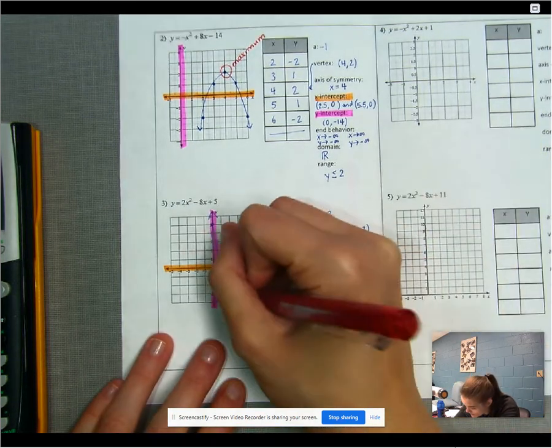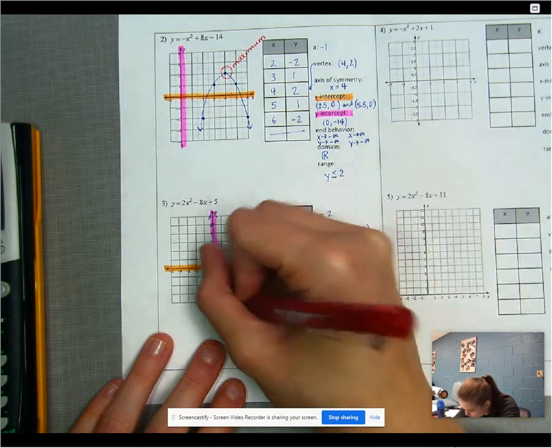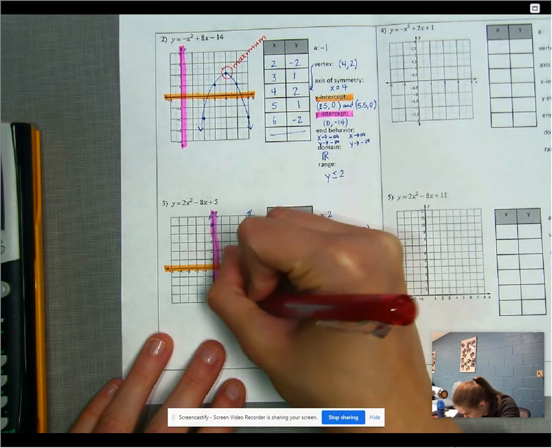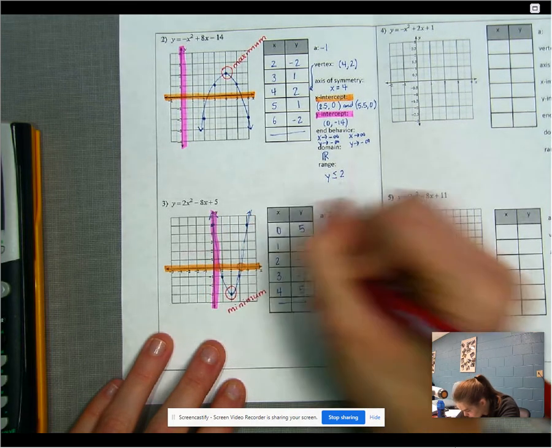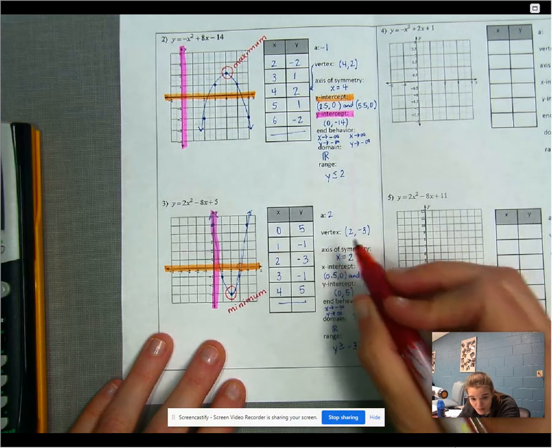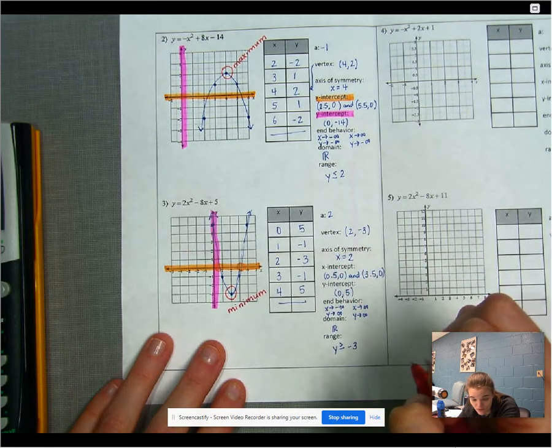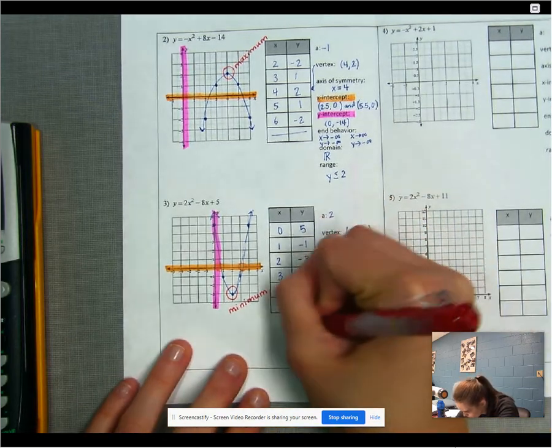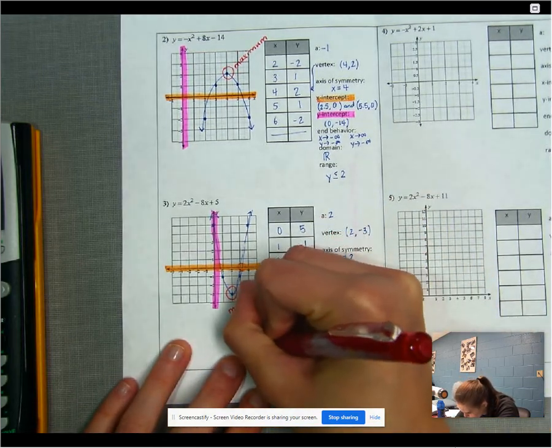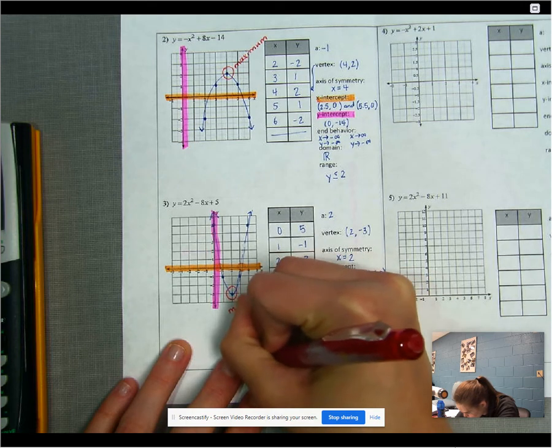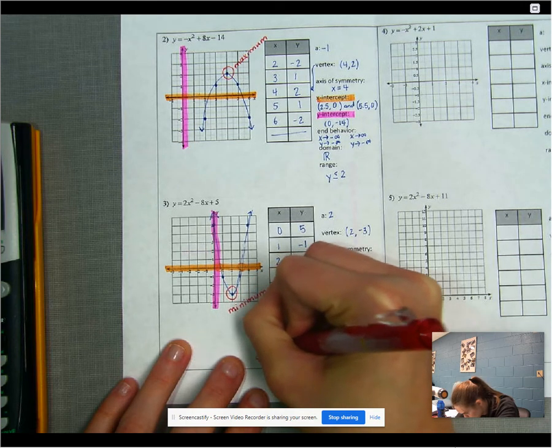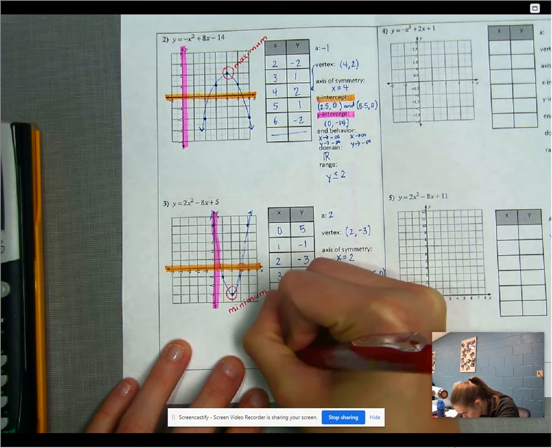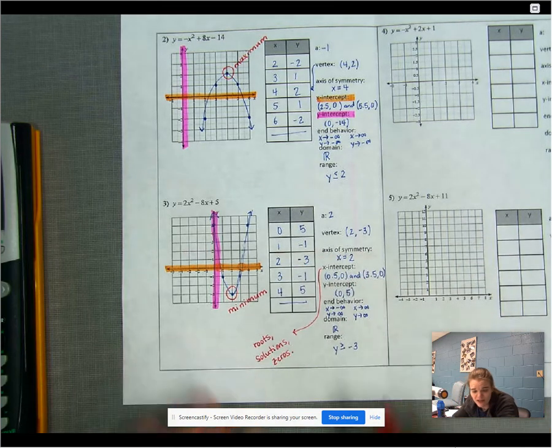Number 3, this vertex is the lowest point, so it's a minimum. If you ever see the word maximum or minimum, it's talking about the vertex. Just like if you ever see the words roots, solutions, or zeros, it's talking about the x-intercept. I want you to know that all those different words exist, okay?